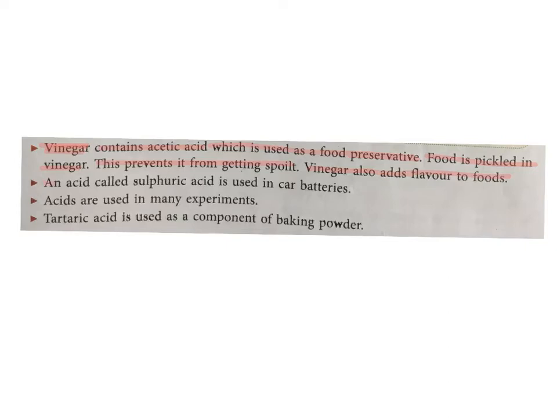The next use, an acid called sulfuric acid is used in car batteries. I hope you all are familiar with this sulfuric acid. Next use, acids are used in many experiments. In your school laboratories, you might have seen transparent glass bottles having transparent liquids. Many of them contain acids. Next use, tartaric acid is used as a component of baking powder. This baking powder is used in baking of breads or cakes. One of the major ingredients in baking powder is tartaric acid.